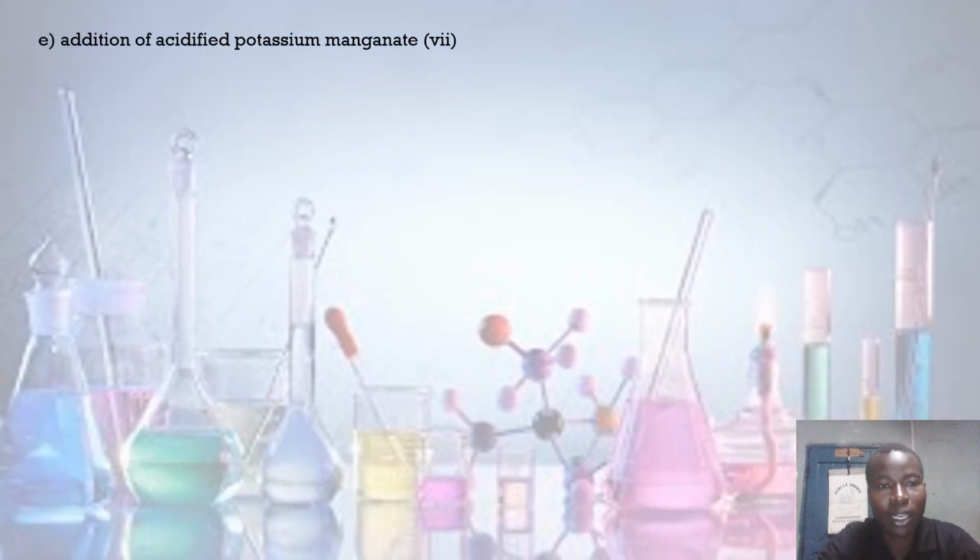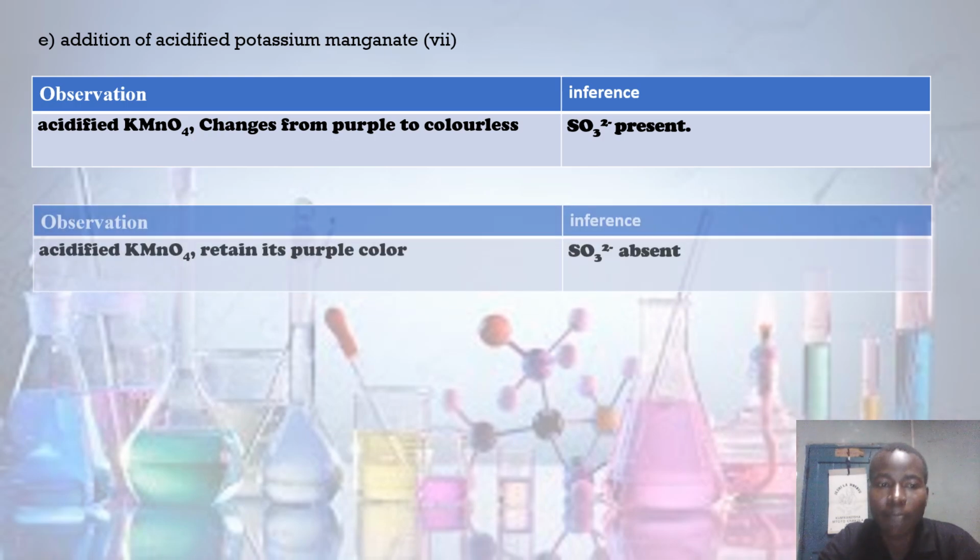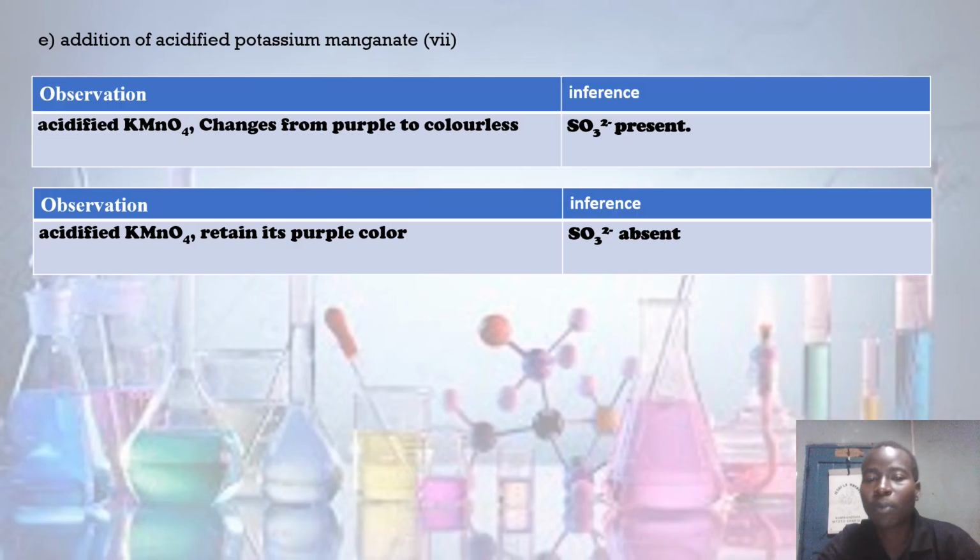Next, we can also have use of potassium manganate 7. So both the potassium manganate 7 and the potassium dichromate can help us to identify if the sulfite ions are there. If I add acidified potassium manganate 7 and it changes from purple to colorless, it will imply that the sulfite ions are present. But if it retains its purple color, it will mean that the sulfite ions are absent.